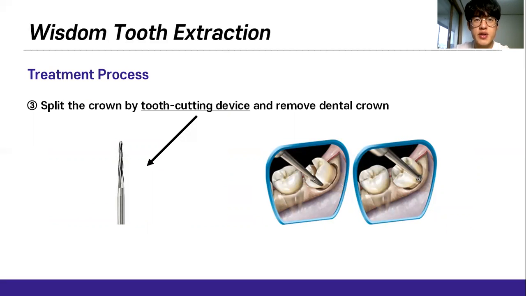The third step is to split the crown of the wisdom tooth with a tooth cutting device and remove the surrounding tooth bone that interferes with the extraction. You may feel afraid that the tooth cutting device will run at high speed with a loud noise, but we need your cooperation to ensure the treatment is well completed. During the process of cutting teeth, the nerves in wisdom teeth are often cut together. So if your teeth are very sensitive even after anesthesia, you may feel some pain.